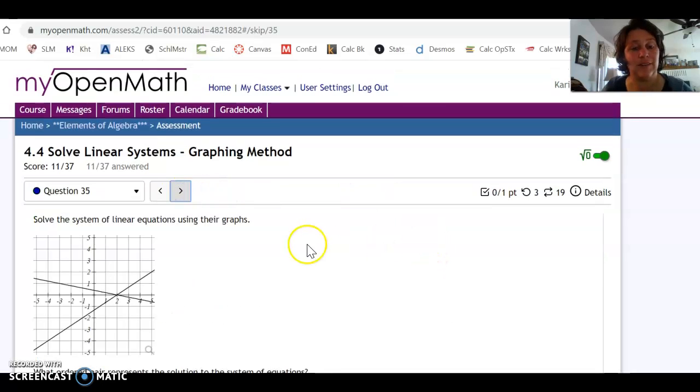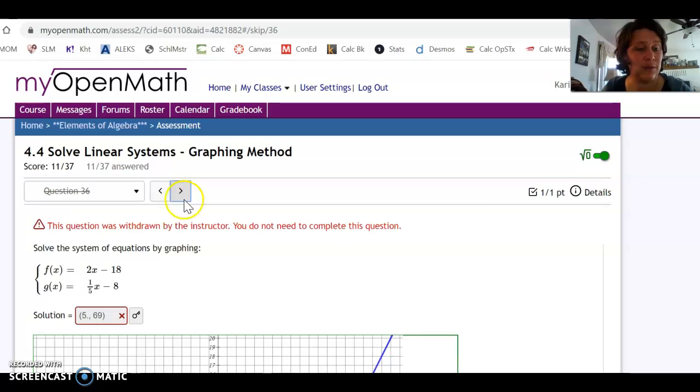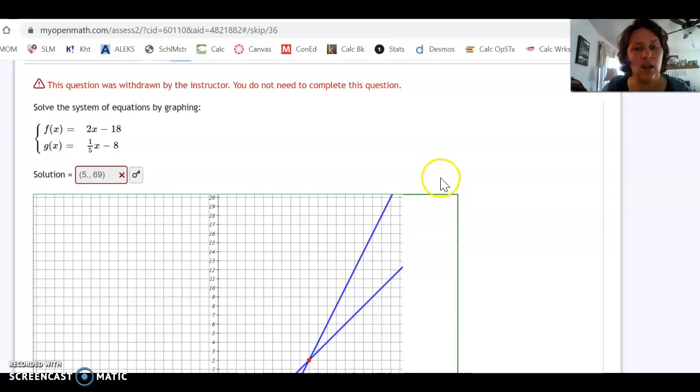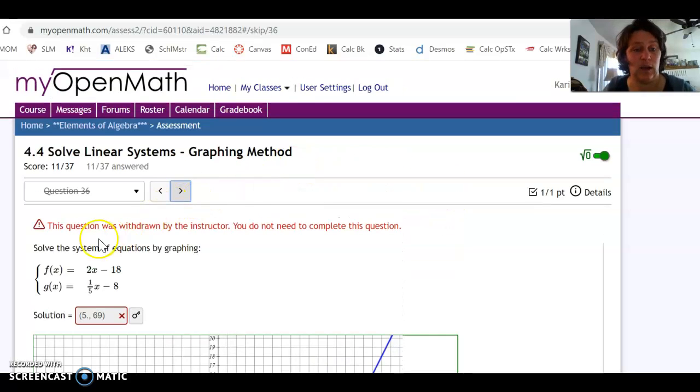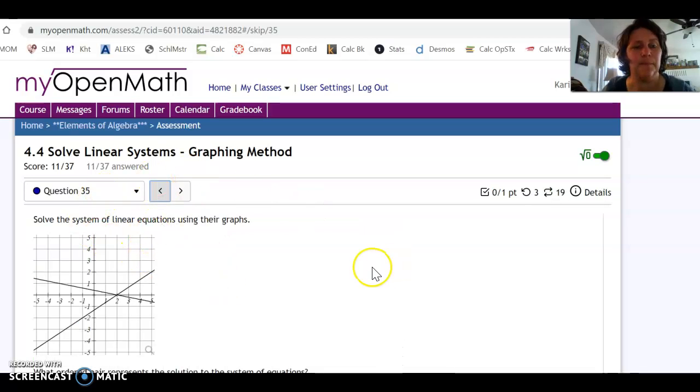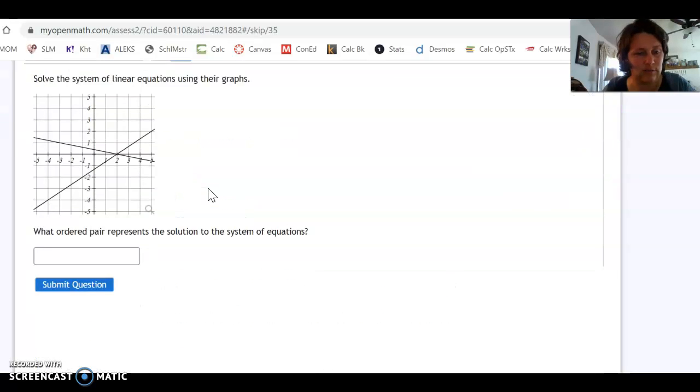Okay, now 35 is my last one because, and Jocelyn, I don't know if these are the ones you were having problems with or not, but both 36 and 37 are coded wrong. They just didn't work. So I went ahead and took those out. I reported them to the MyOpenMath authors, and they should get those fixed in no time. But for you guys, for this homework assignment, I just took them off. So no more 36 or 37. We are going to just end on 35.